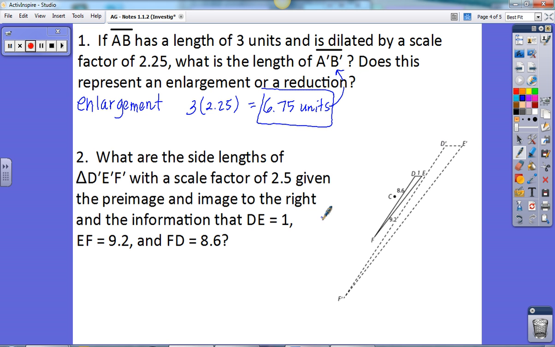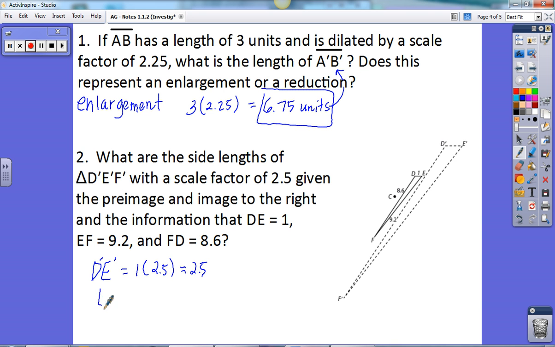Here it gives me the side lengths of my original pre-image, D, E, F. It gives me the side lengths of 1, 9.2, and 8.6. And it tells me my scale factor is 2.5. And it asks me to find the side lengths of the image now, D prime, E prime, F prime. So if I take each one, that's going to be from taking DE and multiplying it by the scale factor. So 1 times the scale factor is 2.5.